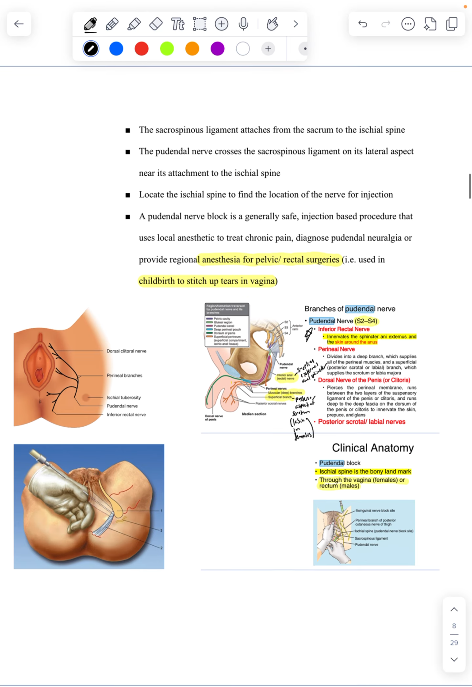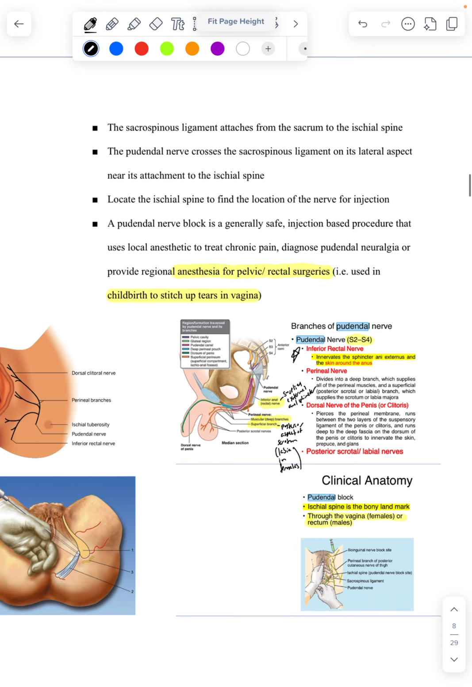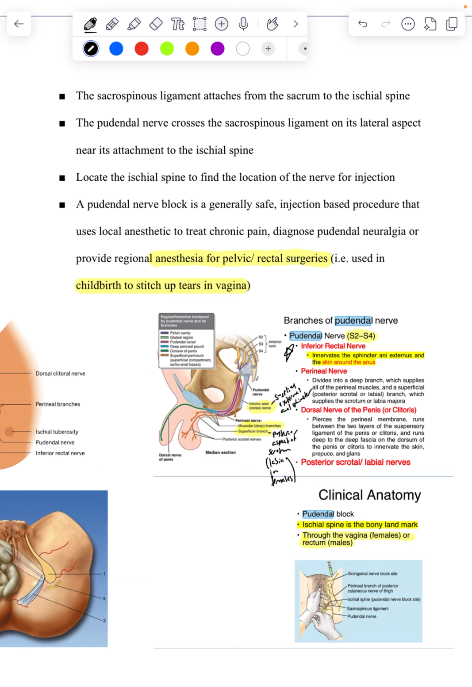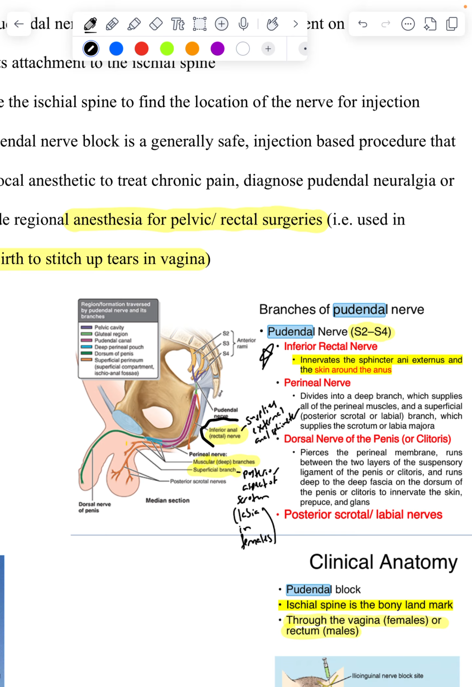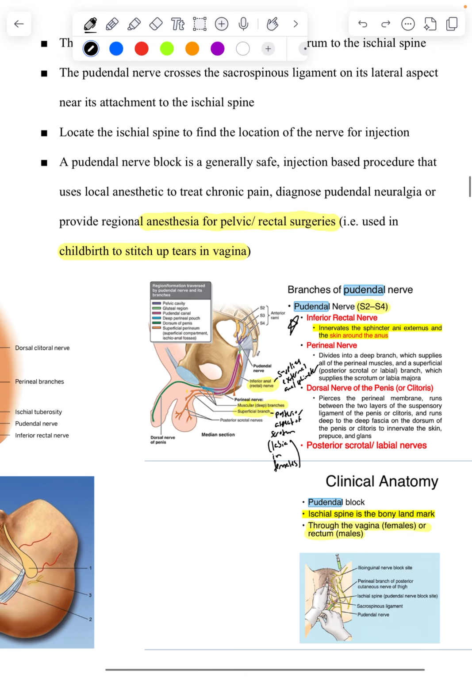So this is from her slide. The key nerves are the inferior rectal nerve, which is this one right here. Your perineal nerve, this one right here, which breaks off into a muscular branch, which is these ones here, and then a superficial branch, which will go down. And then you'll have a posterior scrotal, which does sensation to the scrotum. And then the dorsal nerve of the penis or clitoris. So then that'll do skin sensation over there.